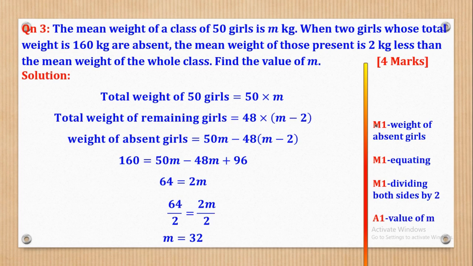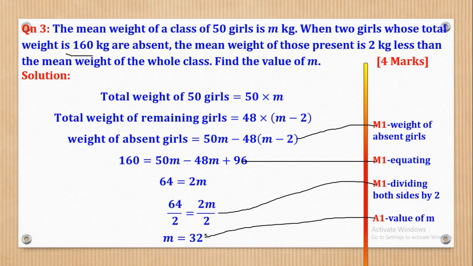So M1 for getting the weight of the absent girls, forming the equation for the weight of the absent girls, then another M1 for equating to the given weight, another M1 for dividing by 2, and A1 for getting the value of m.